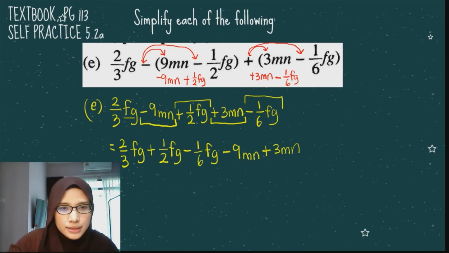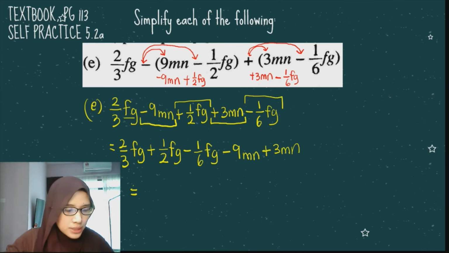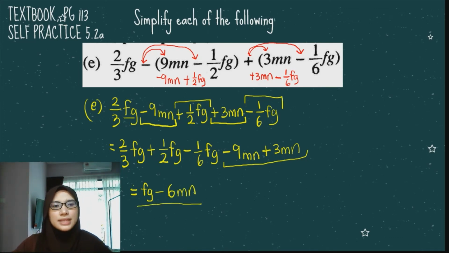Have all there. Then we calculate our like terms together. You can use your calculator. Type in the numbers only. So we have here fraction 2 over 3 plus 1 over 2 minus 1 over 6. You will get 1. That is, we don't need to write the number 1. Whenever you have 1, you can just get rid of the number 1. So 1fg means we have fg only. Then minus 9 plus 3. Minus 9 plus 3, you will get minus 6mn. So that is how you do your simplification of algebraic expressions.